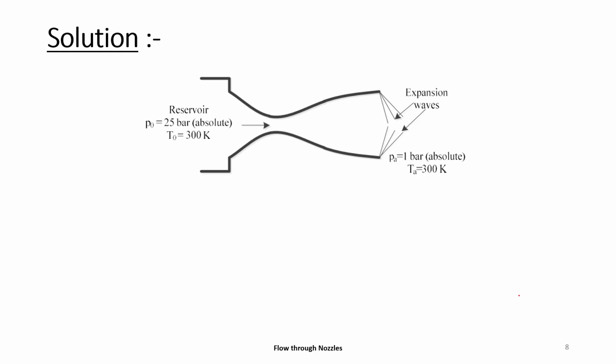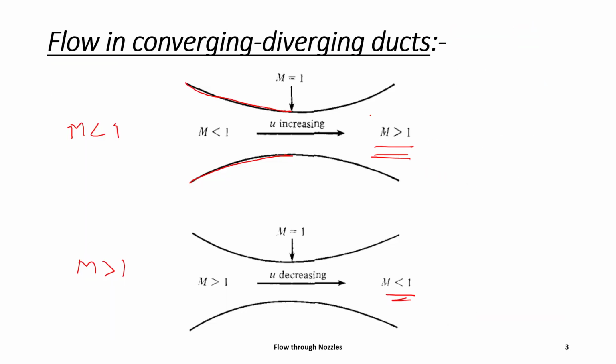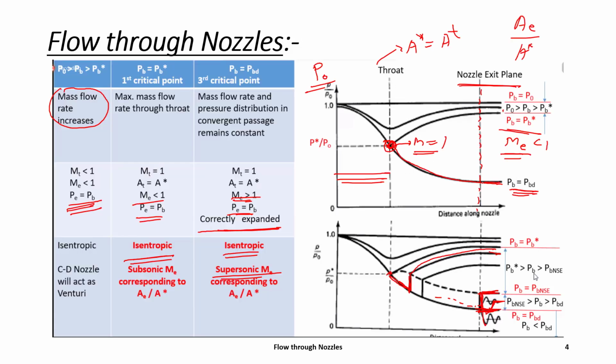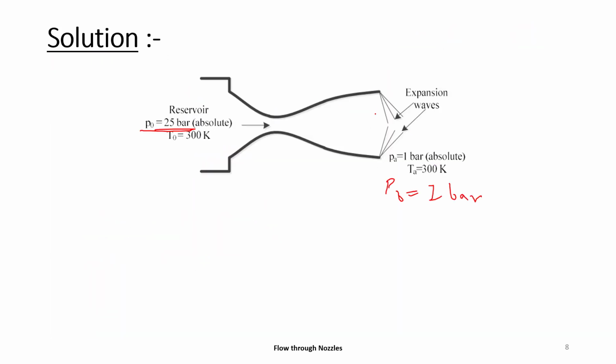So now we will solve our problem. In our problem, what is given is that at the reservoir the pressure is P0 equal to 25 bar, and at the exit PA equal to the back pressure PB is given as 1 bar. In the question it is given that the exit Mach number is 2.3, and we have to find the reservoir pressure such that there is no wave system.